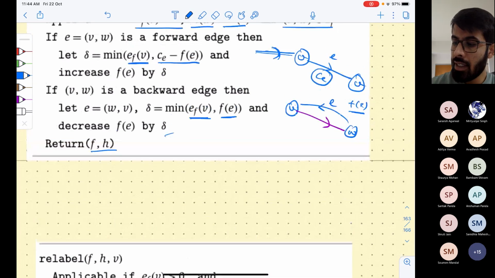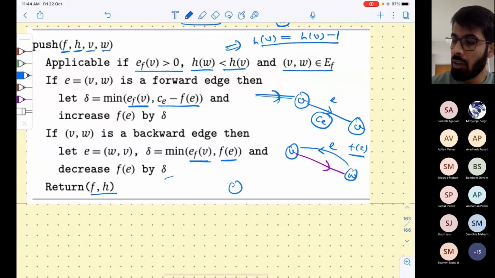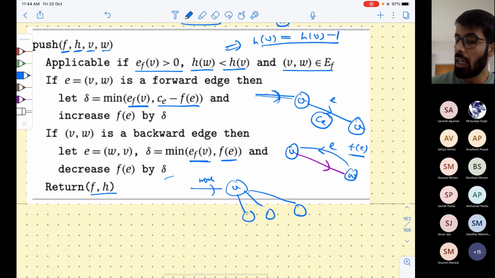So the idea is not very hard: we have this vertex V, it has more flow than incoming, and we want to push out. And we can only push out to vertices which are below it. So look at all the vertices which are below. They can be exactly one.